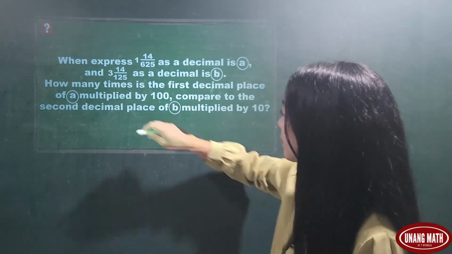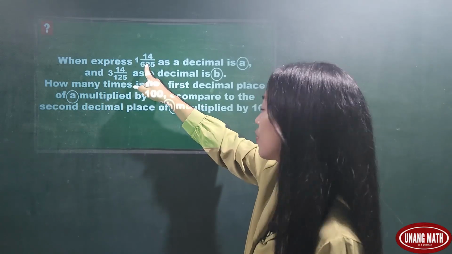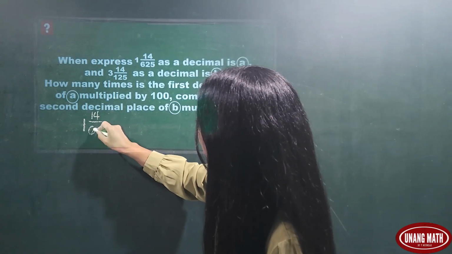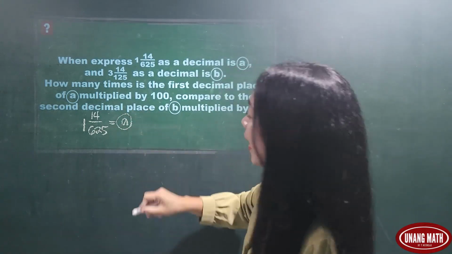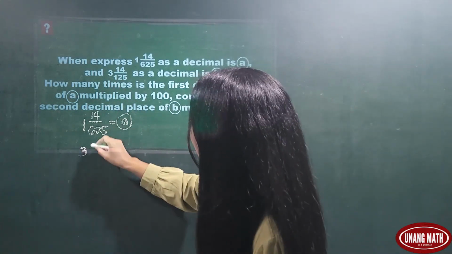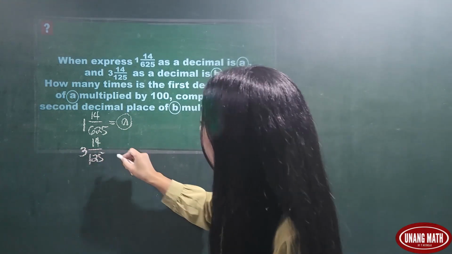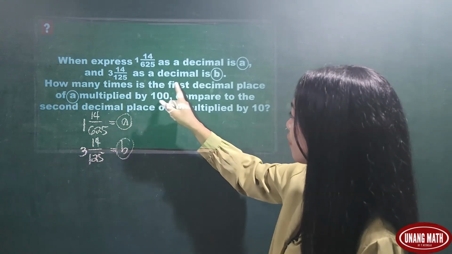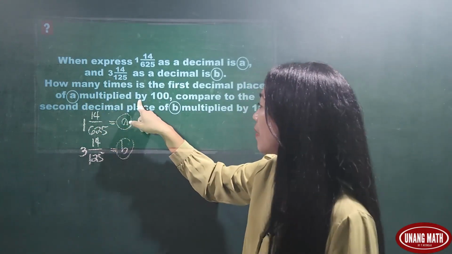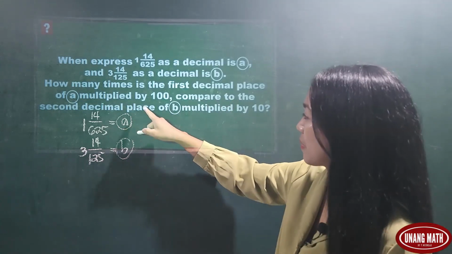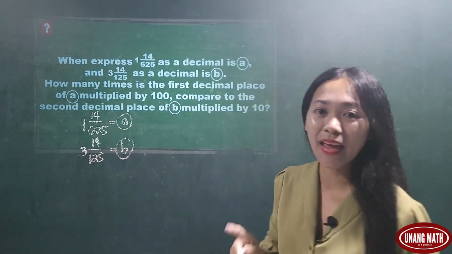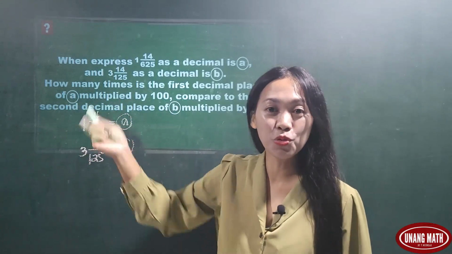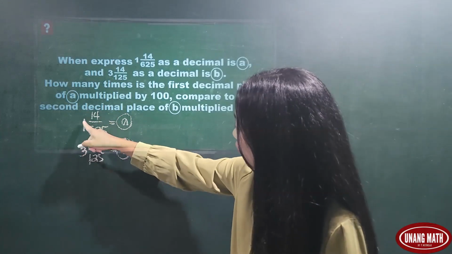So, according to this problem, the fraction 1 and 14 over 625, expressed as a decimal, is our A. And the fraction 3 and 14 over 125, when expressed as a decimal, is our B. The question is, how many times is the first decimal place of A multiplied by 100 compared to the second decimal place of B multiplied by 10? So, to find out, we need to convert these fractions to decimal numbers.